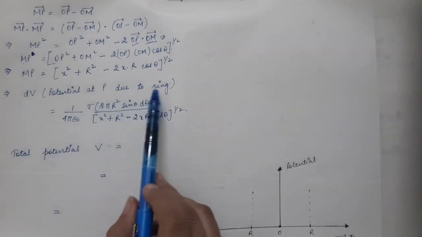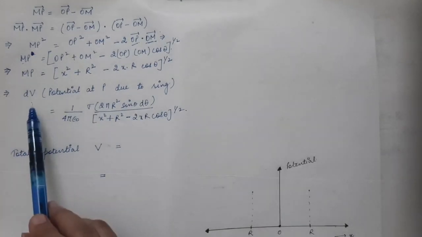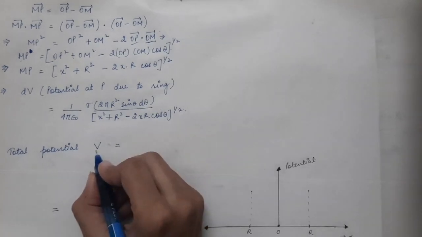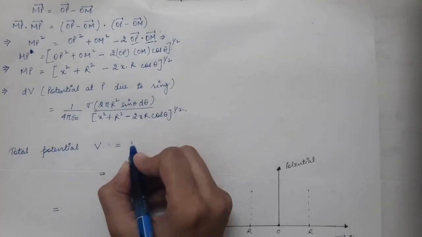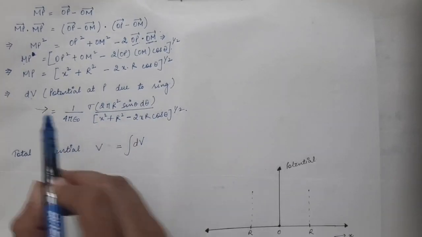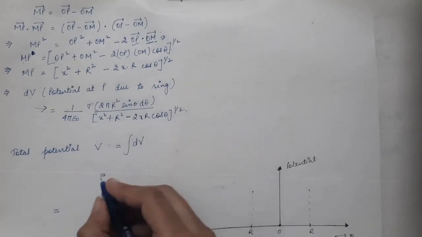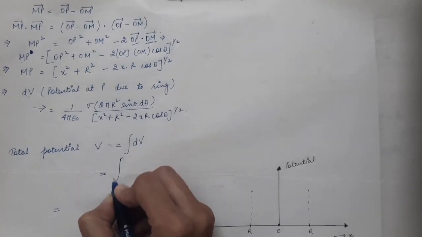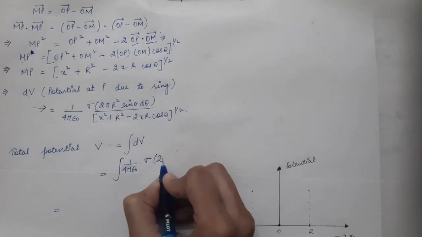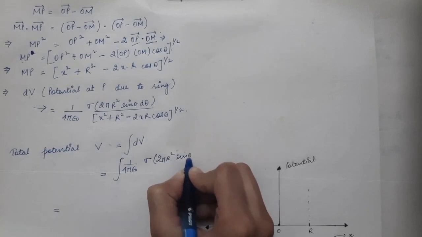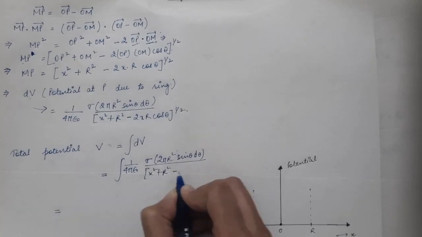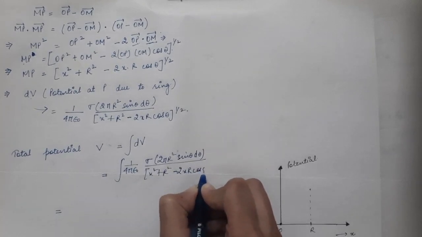So this is the potential due to the elementary ring, but we want to find out the potential at point P due to the whole shell. So the total potential, represented by capital V, will be equal to the integration of this dV expression. So in turn it will be equal to the integration of 1 by 4 pi epsilon naught into sigma into 2 pi R square sine theta d theta divided by x square plus R square minus 2xR cos of theta, power 1 by 2.